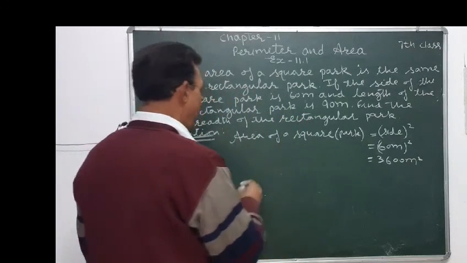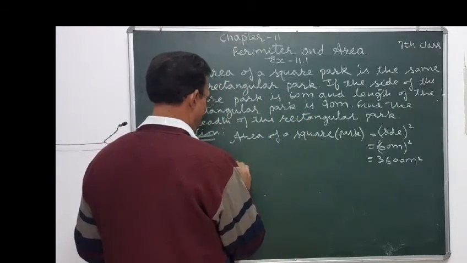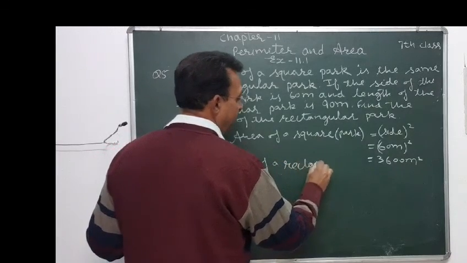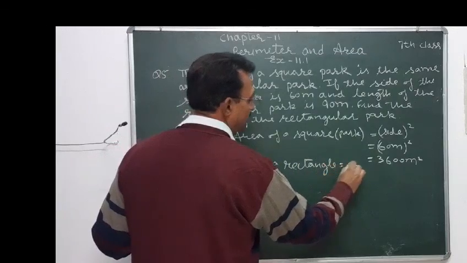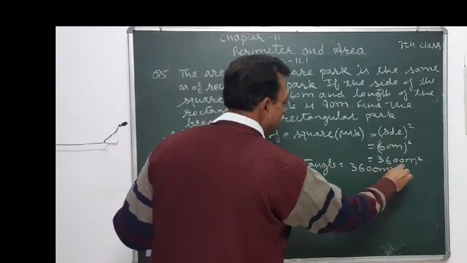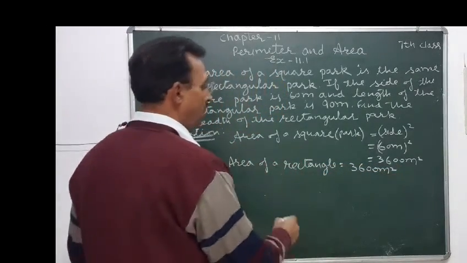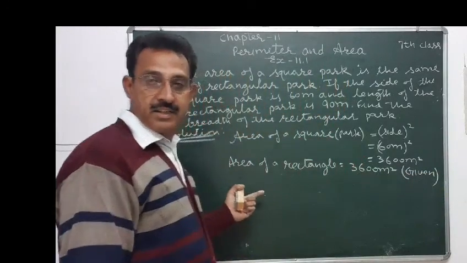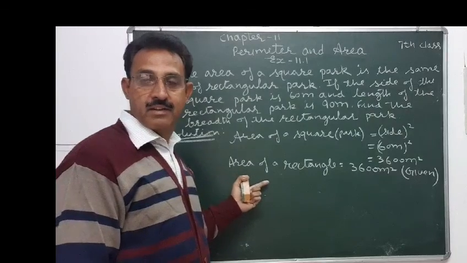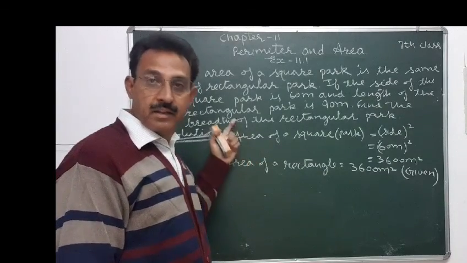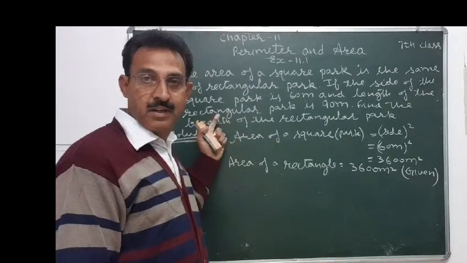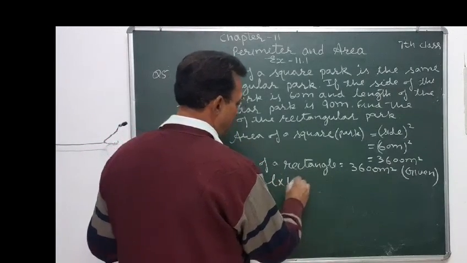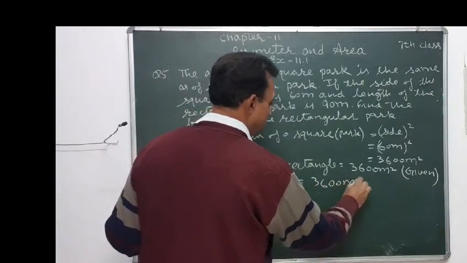So area of a rectangle is equal to 3600 meters square. This is according to the question. You can write here as this is given in the question. This is given in the statement, because the area of a square and the area of a rectangle both are same. So area of a rectangle is the length into breadth is equal to 3600 meters square.